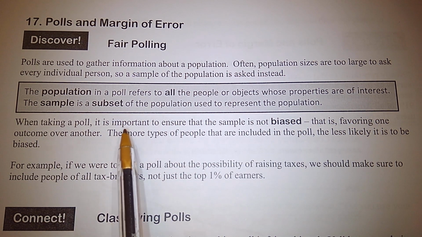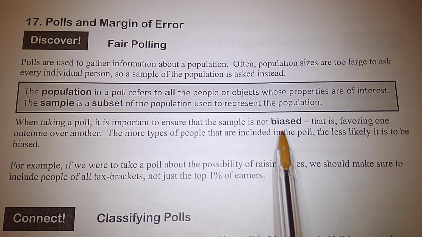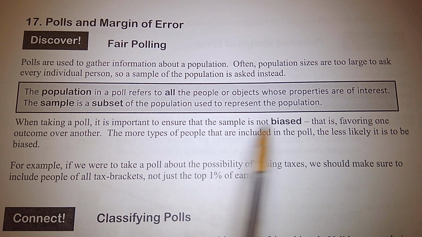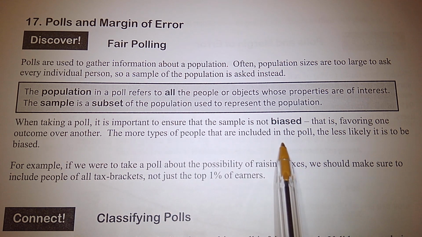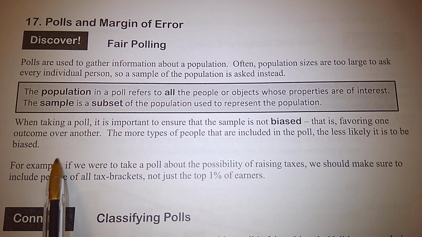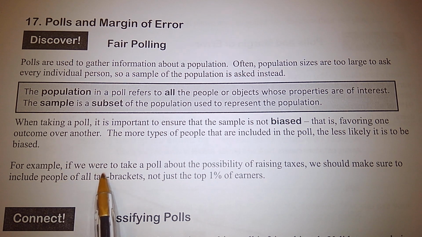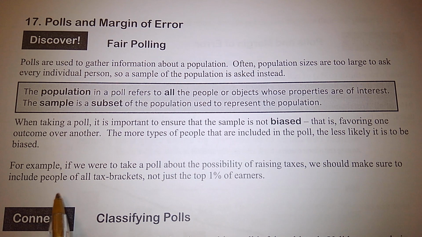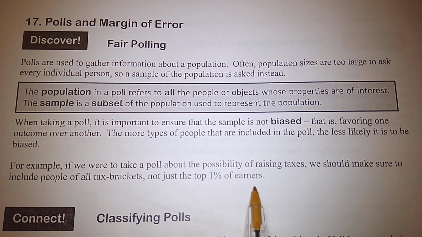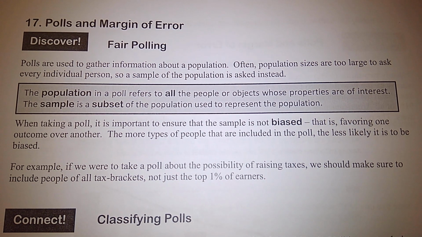When taking a poll, it is important to ensure that the sample is not biased, that is favoring one outcome over another. The more types of people that are included in the poll, the less likely it is to be biased. For example, if we were to take a poll about possibility of raising taxes, we should make sure to include people of all tax brackets, not just the top 1% of earners. Okay, very good.